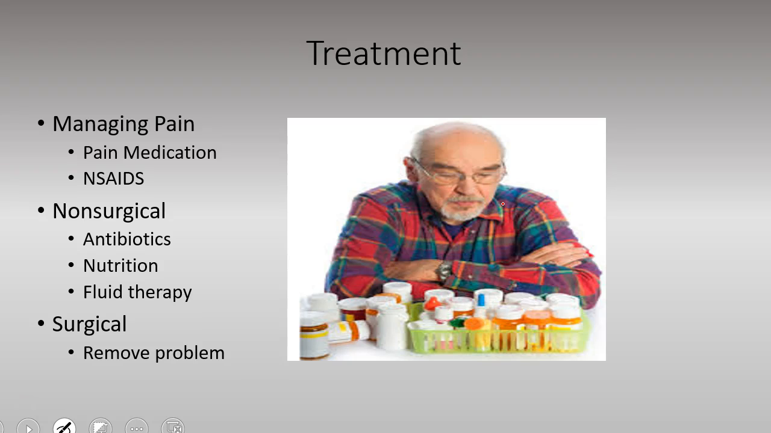So treatment for pyelonephritis is going to be managing the pain. You do pain meds, which could be anywhere from Percocet to morphine to Dilaudid to Vicodin, because it is pretty painful. Or it could be non-surgical, which could be antibiotics, because again it is an infection. Nutrition, because if you're not eating correctly, your body's still trying to process. Your kidneys are trying to filter that stuff out. A good nutritional diet will make this a little bit easier.